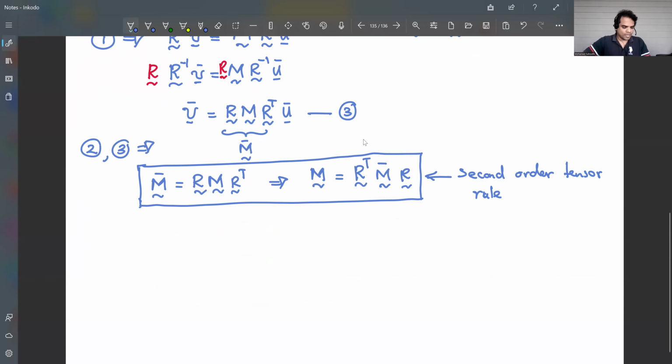So for example, if you consider the identity matrix, this is the isotropic matrix, right? It doesn't change with the transformation rule. That means even if you rotate, you will get the same I matrix. So this is invariant. Okay, it is an invariant.